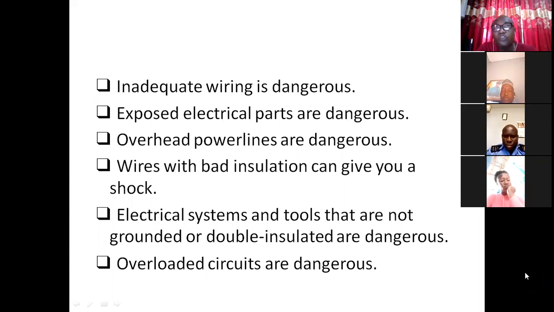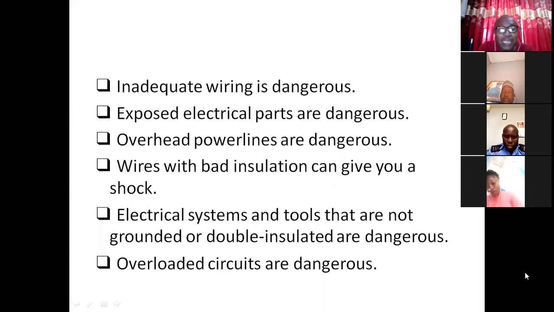If they ask you to come and repair an electrical work, you are not the one that installed the electrical wire. So don't have the confidence that the person that installed it did it right. Always make sure that the person did not do the wrong thing. Don't ever assume that the work is correct. Inadequate wiring is dangerous. Check if the wiring is good. Exposed electrical parts are also very dangerous. Overhead power lines are dangerous. Wires with bad insulation can give you a shock. So check whether it is properly insulated before you start working.